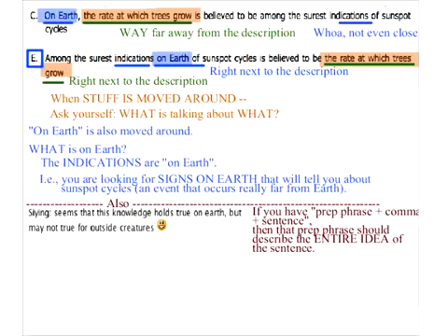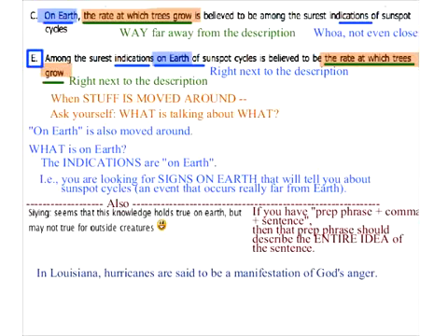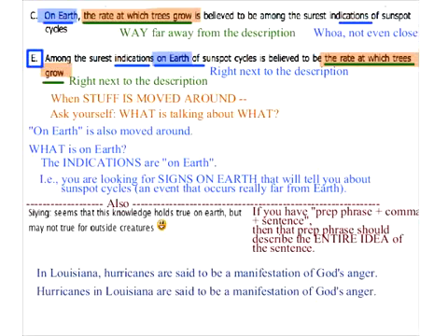So here's an example. If you say something like, in Louisiana, comma, hurricanes are said to be a manifestation of God's anger, versus hurricanes in Louisiana are said to be a manifestation of God's anger. Okay, these don't mean the same thing.